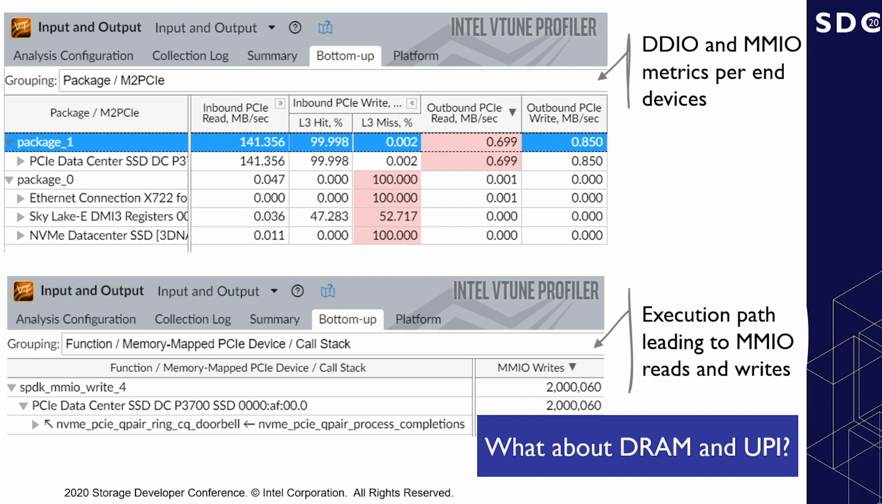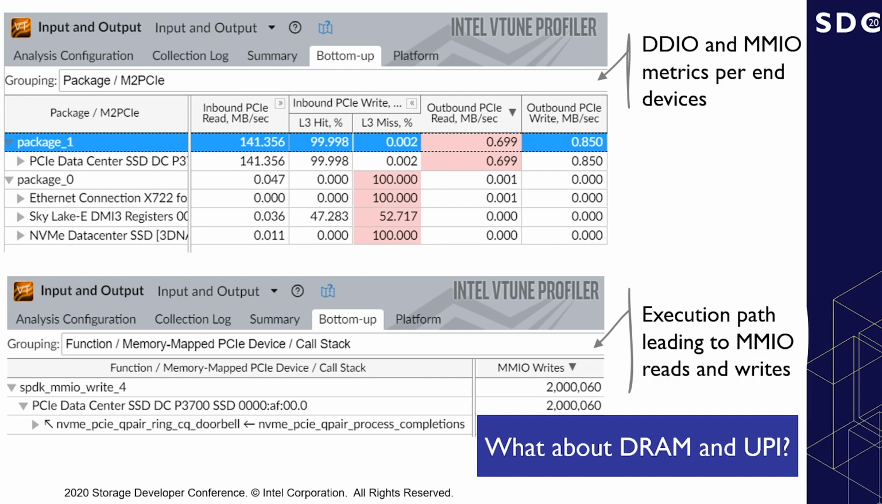For MMIO accesses, the grid view allows choosing any correlated data grouping, so MMIO reads and writes can be presented with the attribution to any core-specific entity, like function, thread, process, and so on. Also, you may see here that vTune shows the call stacks leading to MMIO reads and MMIO writes with the attribution to specific PCIe devices.